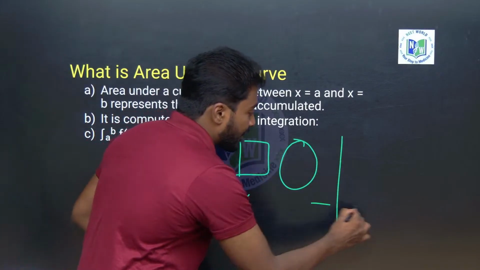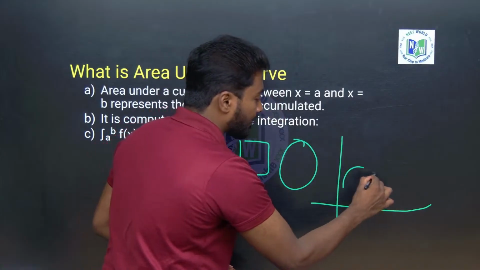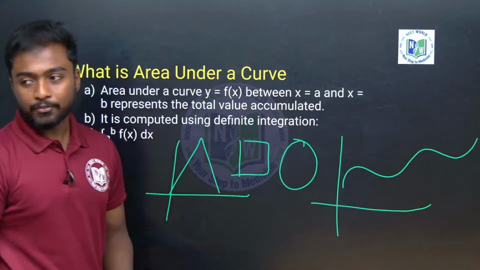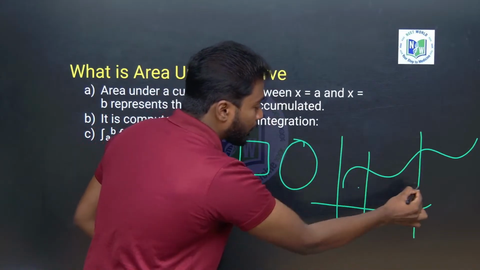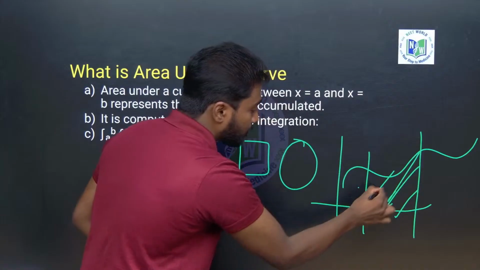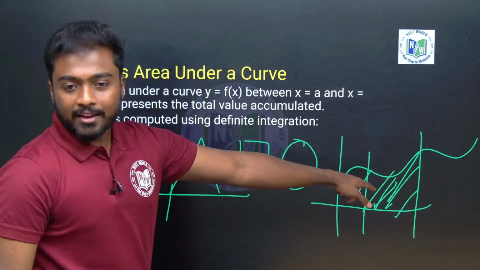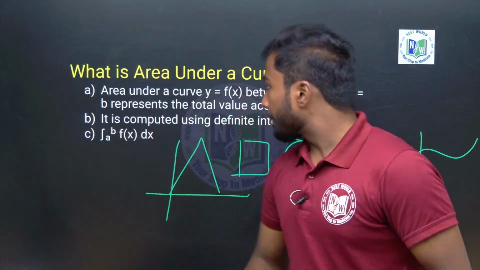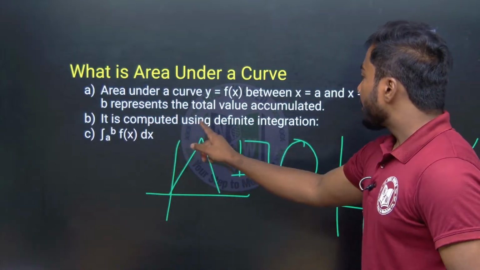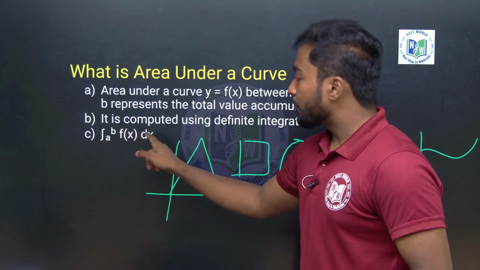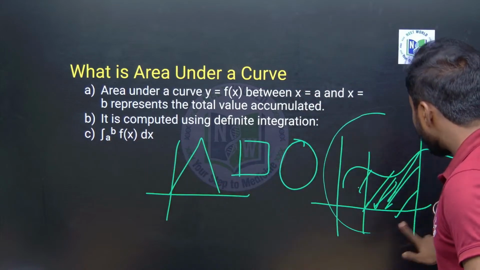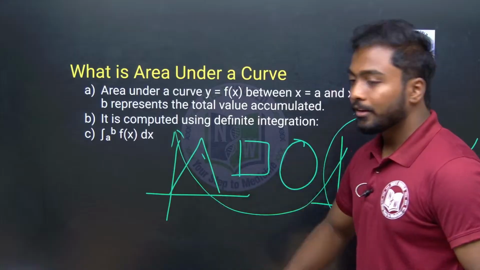In these cases, some equation is there. I got a random graph like this. If I want to get the area from this point to this point, for these cases I will apply the integration. Okay. So it is computed using definite integration, that is integral of a to b f of x dx. So these cases will use definite integration method.